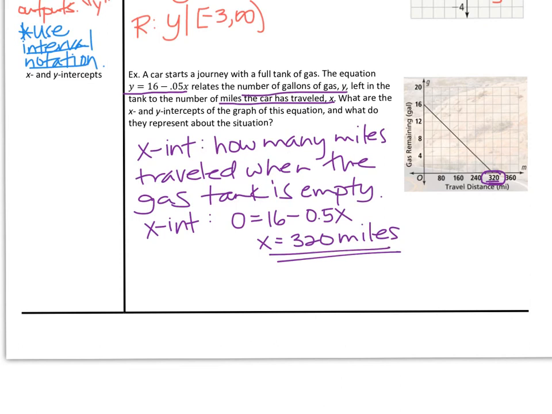The y-intercept, y represented, what did it say up above? The number of gallons of gas. So at the y-intercept at the top, that's how much gas they had when they started. How much gas was in the tank originally? We'll say originally in the tank. That'd be a good one. How much gas there was originally in the tank.